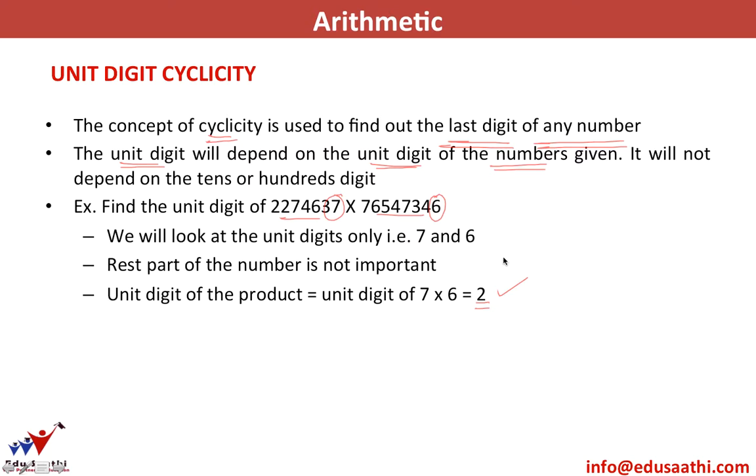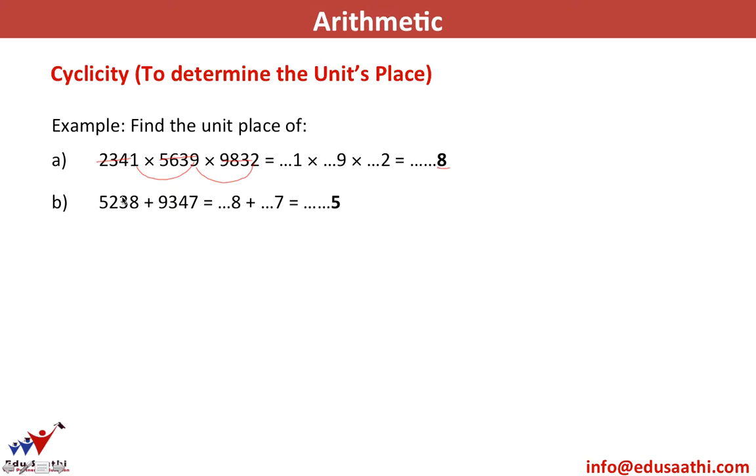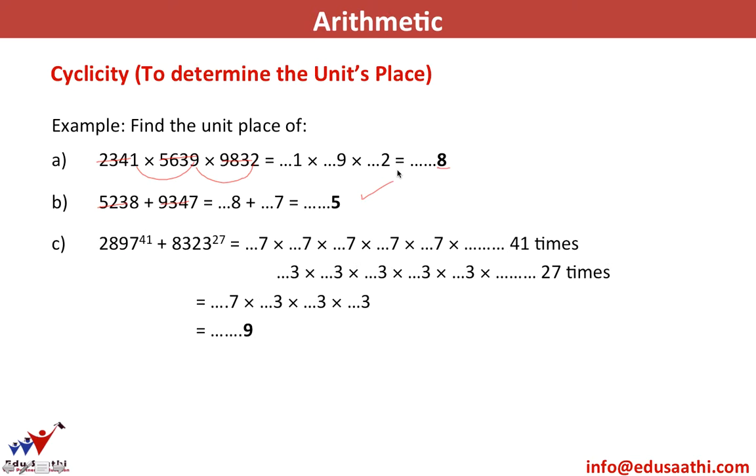Let's move ahead and find the unit place of certain numbers. If you have this into this into this, again, I will not look at the rest of the number. Ignore it. I'll look at 1 into 9, which is 9, 9 into 2, which is 18. So my answer is 8. Again, don't look at the left part of the number. It is 8 and 7, which is 15. So my answer is 5.